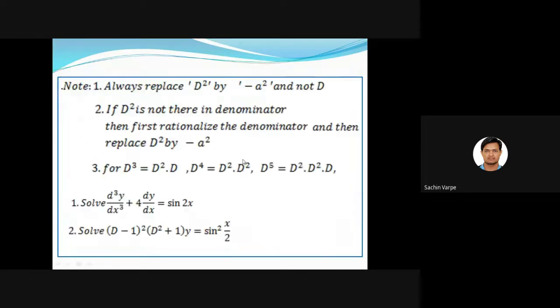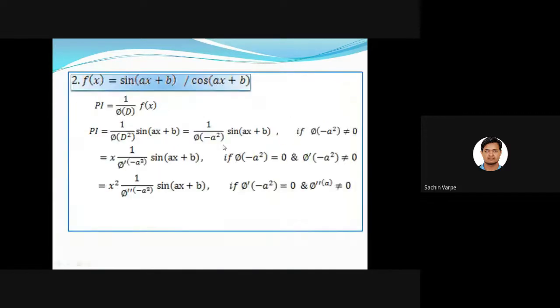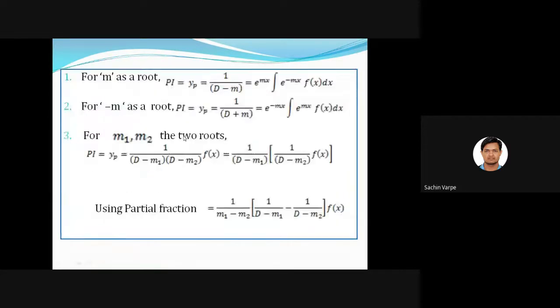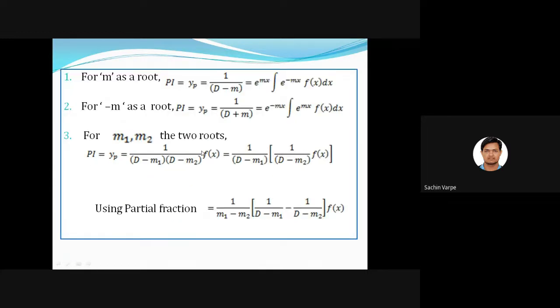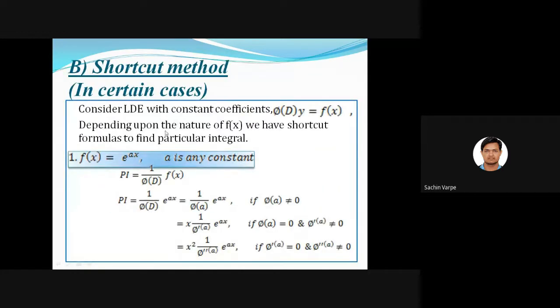You can see the formula quickly. The first formula for the general method we have discussed is 1 upon d minus m into f of x is e to the power mx into the integration of e raised to minus mx f of x dx. Then we have discussed the shortcut cases. The first one was exponential function, which says we replace d by a as a keyword.